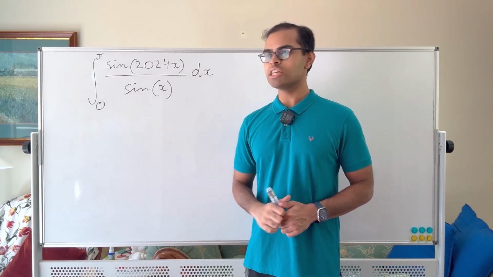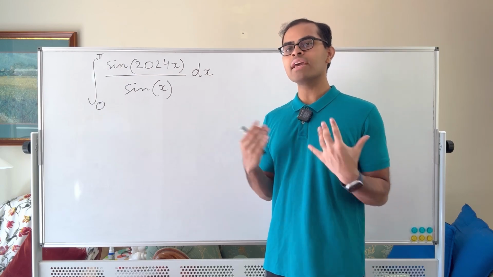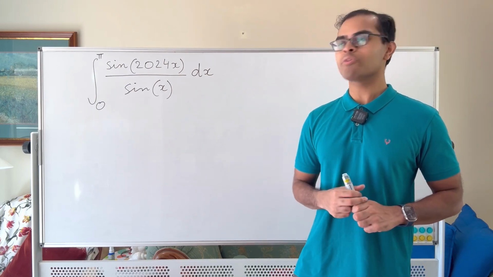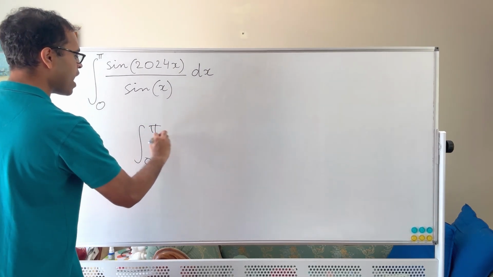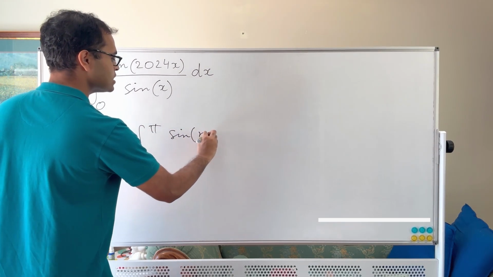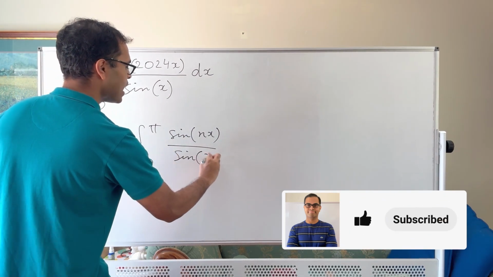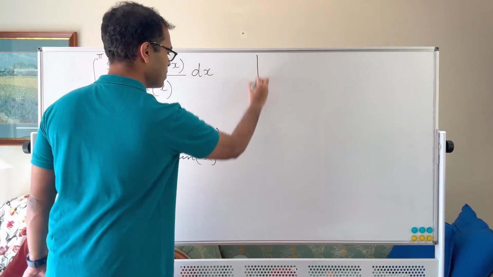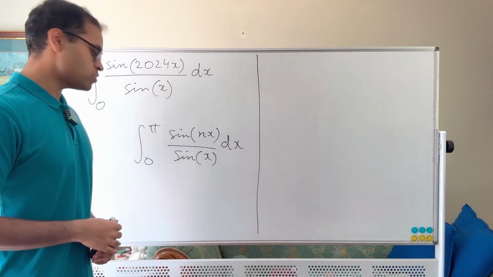The first observation is that 2024 is nothing special, so let's try to play around with that and see if we can find a pattern. This is how we sort of problem solve. So instead of taking 2024, let's take the integral from 0 to pi of sine of nx divided by the sine of x. Okay, so n is a positive integer. And let's try to look at some values of n where we can understand the problem and try to generalize from there. That's how we do problem solving in math.